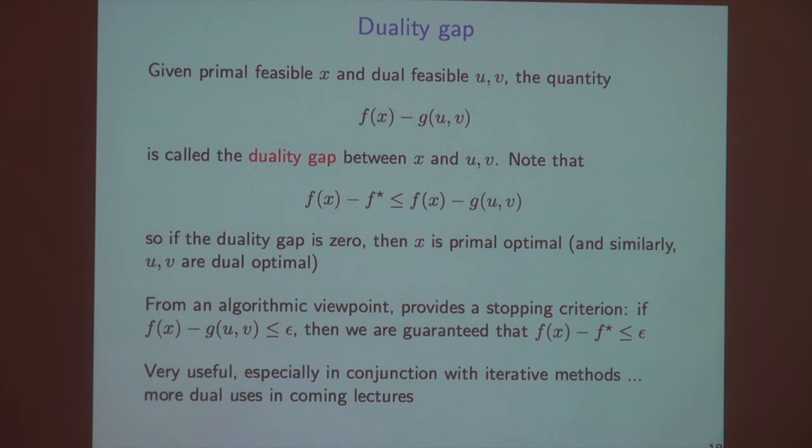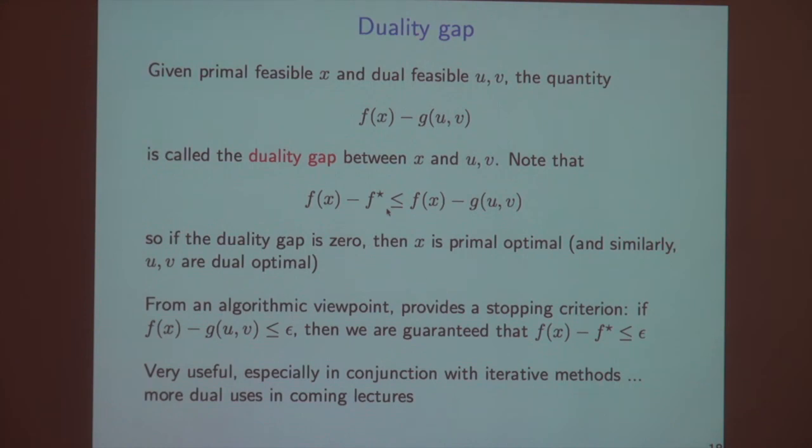So if you ever had a primal feasible x and a dual feasible u and v, we know that, first of all, f of x minus g of u, v is bigger than or equal to 0. That we know for sure. Furthermore, we actually know that the distance between f of x and f star is no larger than the distance between f of x and g of u, v. I'm saying distance, I really just mean the difference. Why is that true? It's because g of u, v provides a lower bound. g of u, v lower bounds f star for all dual feasible u and v. So minus g of u, v upper bounds minus f star. That's where this comes from.